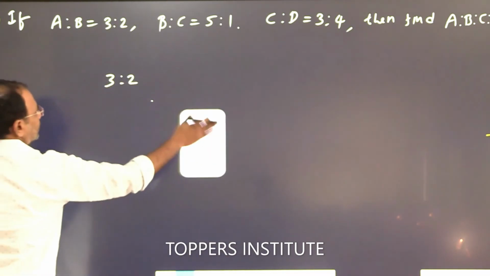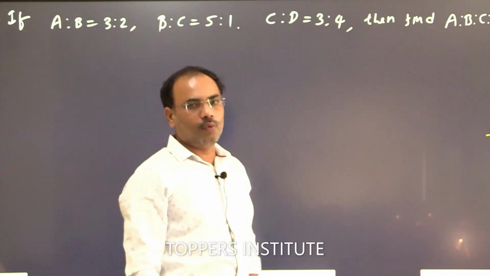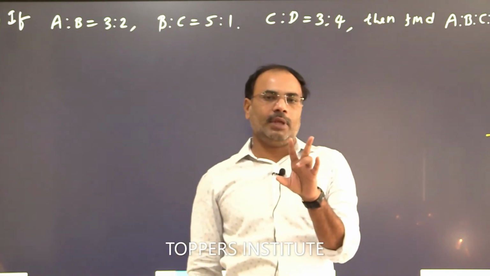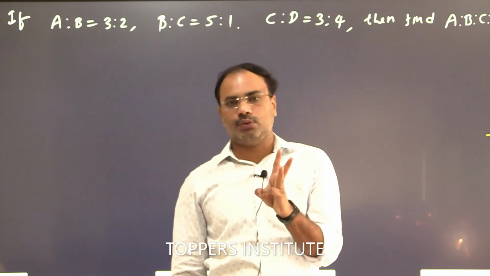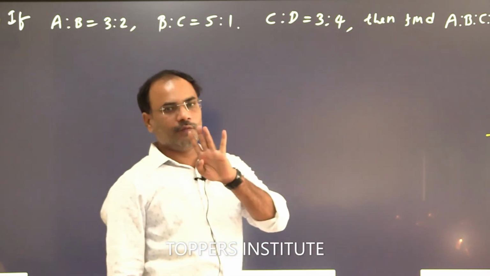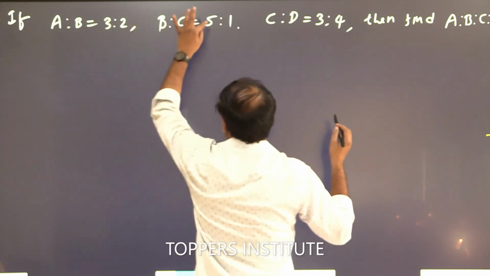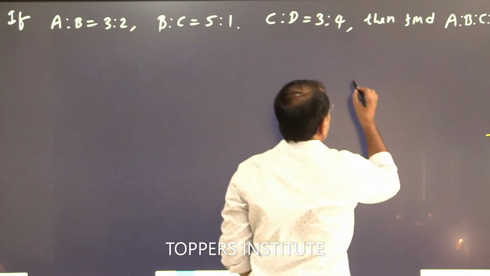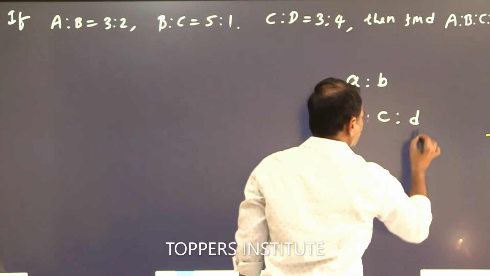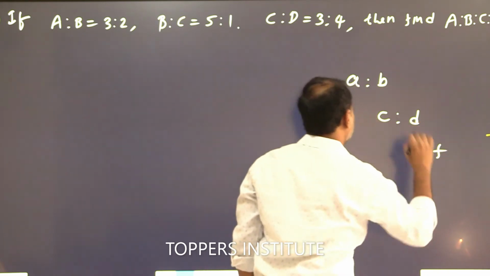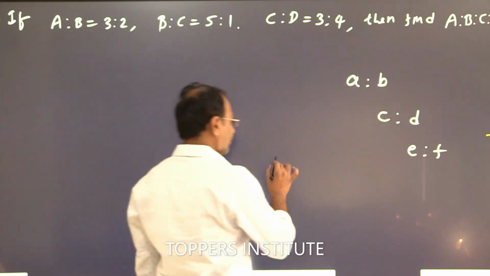So here in this question we have 3 ratios. In the last 2 questions we have only 2 ratios, then we get 3 terms. But in this question we have 3 ratios, so 4 terms will come. So this is A, B, C, D, E, F. First ratio A is to B, next one C is to D, and third one E is to F.